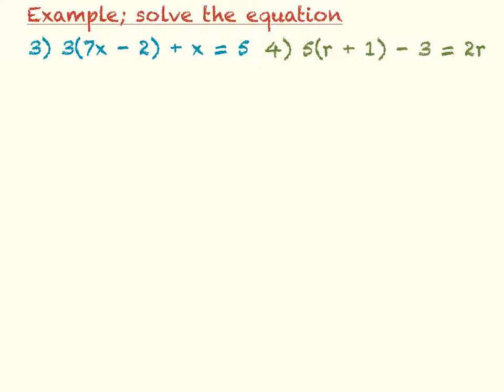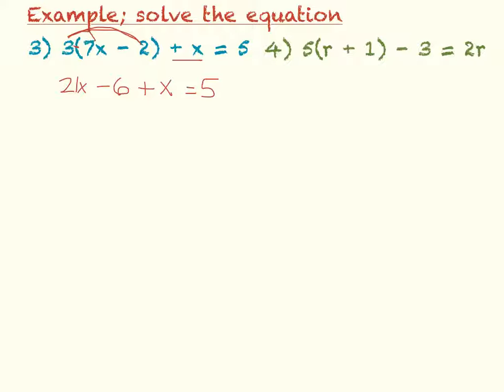Example 3, we have 3 times the quantity 7x minus 2 plus x equals 5. This time I have parentheses and a number that is multiplied right here. So when I am simplifying, I start by doing my distribution. So 3 times 7x, remember multiply, gives me 21x. 3 times negative 2 gives me negative 6, and then I have this plus x equals 5.